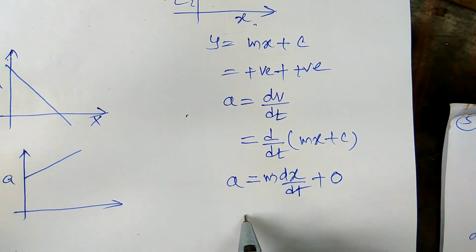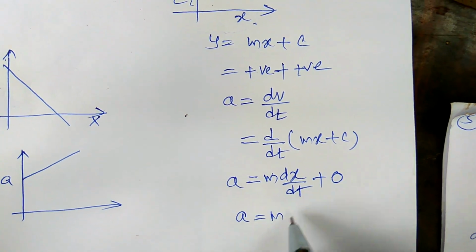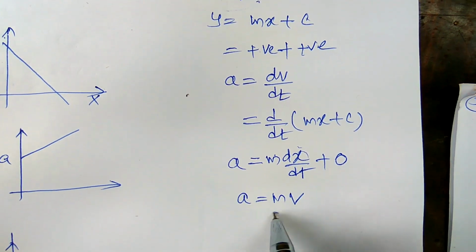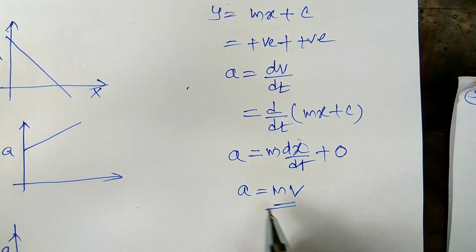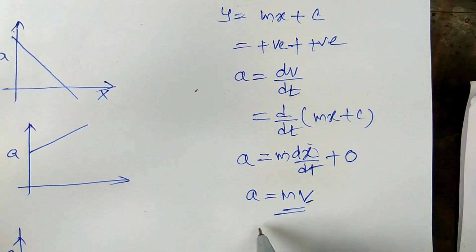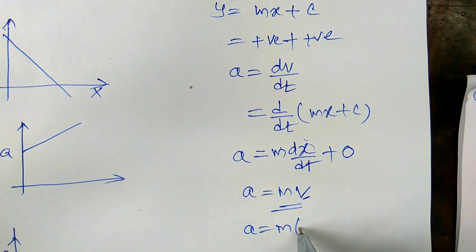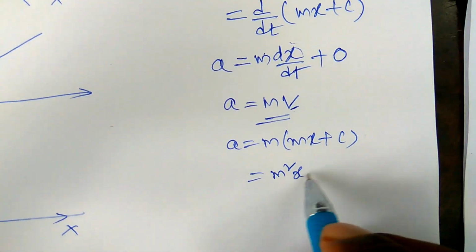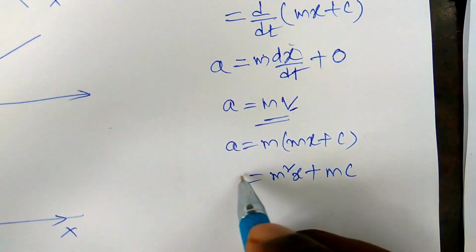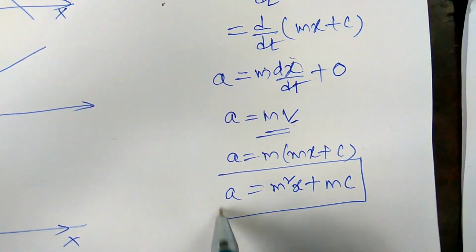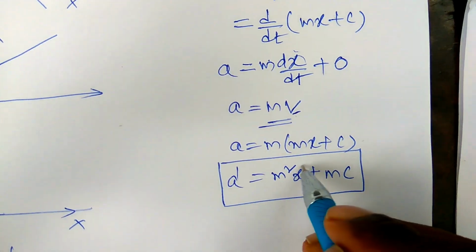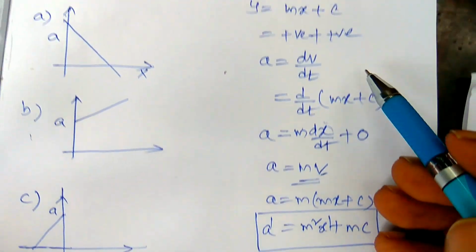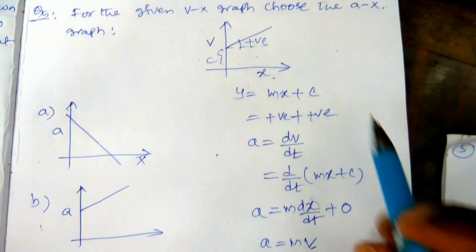So a is equal to m into dx by dt, which is nothing but velocity, so a equals mv. Then what is v? a equals m into v, where v equals mx plus c. Then it is m square x plus mc, and this is equal to a. So a is to the power 1, x is to the power 1, so a is proportional to x. Here we need to find the graph a versus x.